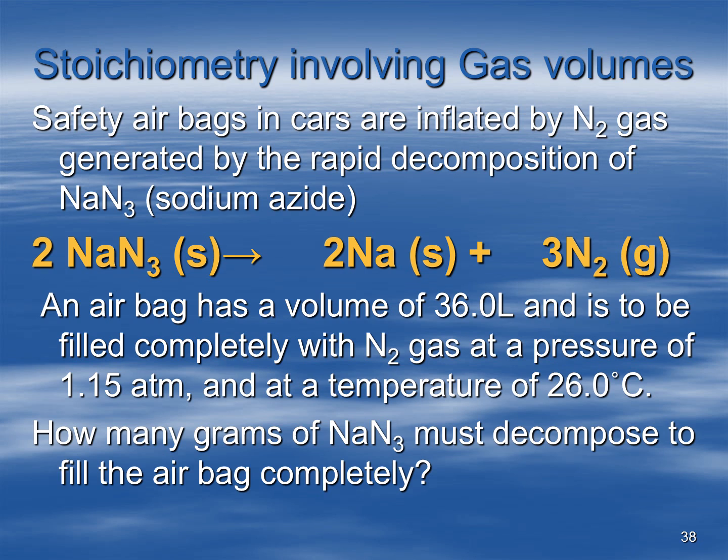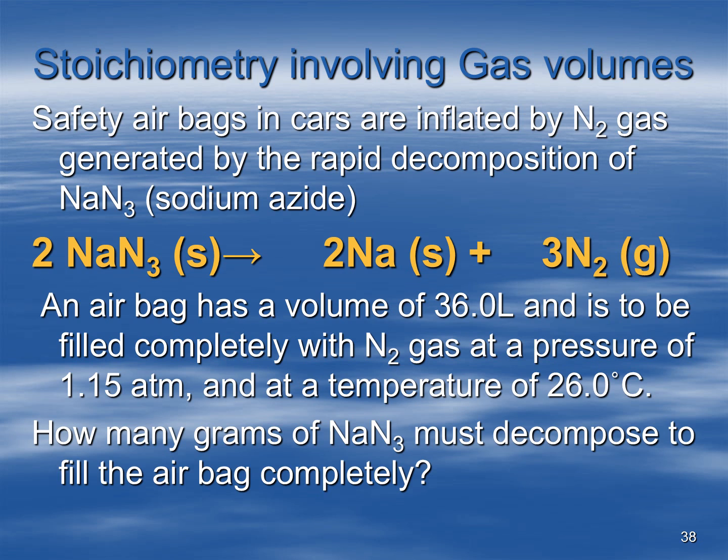So again, we need to use the mole-to-mole ratio that we can see in this equation to figure it out. An airbag has a volume of 36 liters, so that's the volume we need. We want it completely filled with nitrogen gas, and we want it to have a pressure of 1.15 atmospheres and a temperature of 26 degrees Celsius.